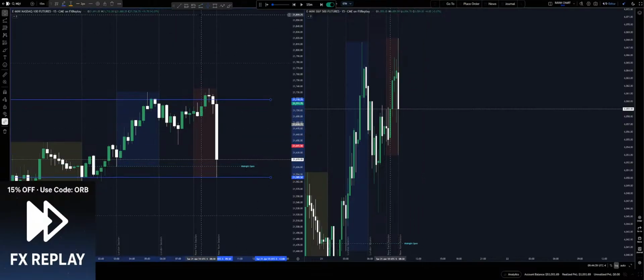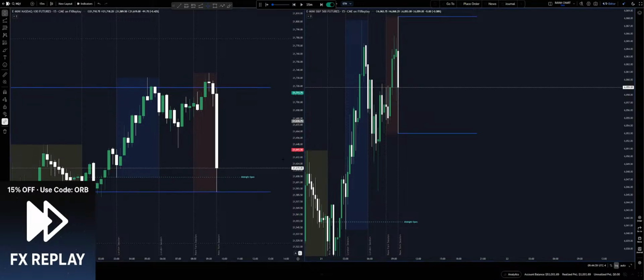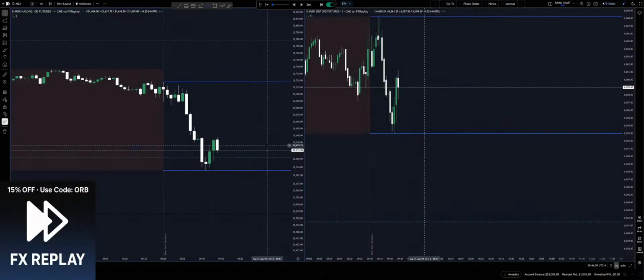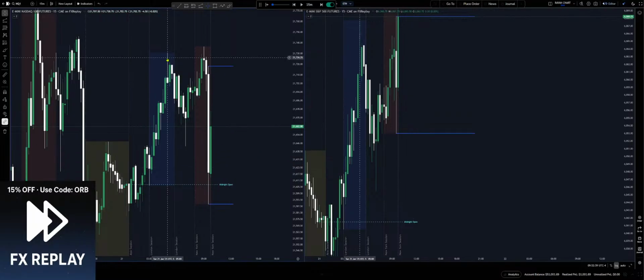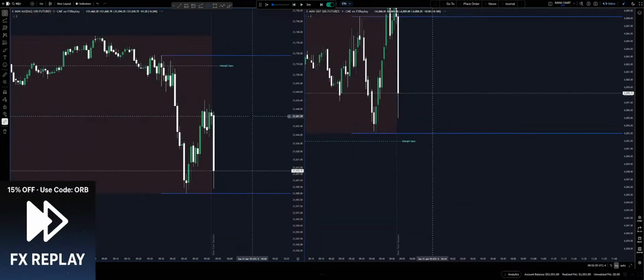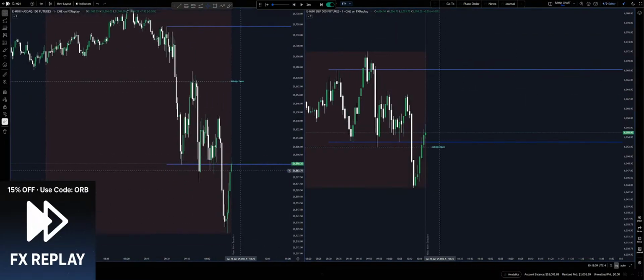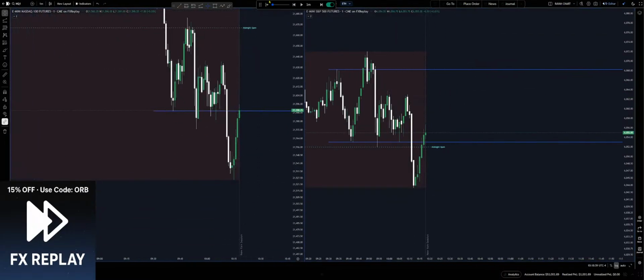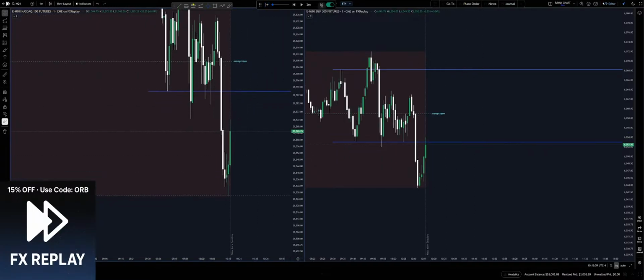High and low. What the hell is this? High and low. The price swept London low and London high, so we're only looking for reversals here. Oh, we have a trade right here that was correlated with ES right there.